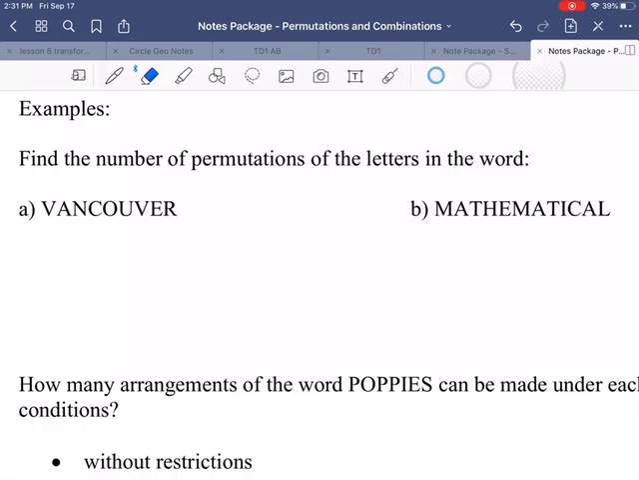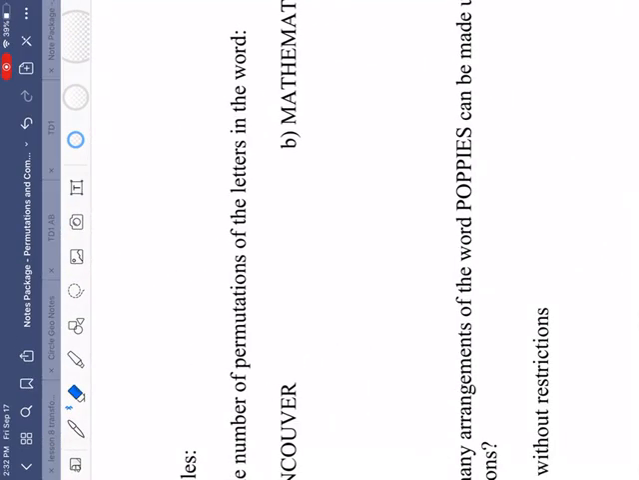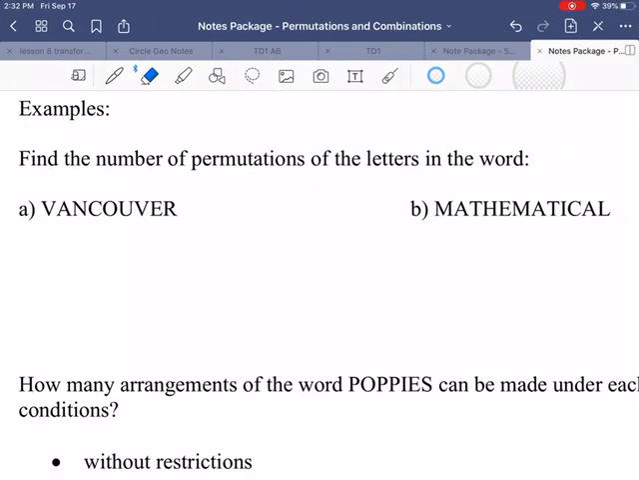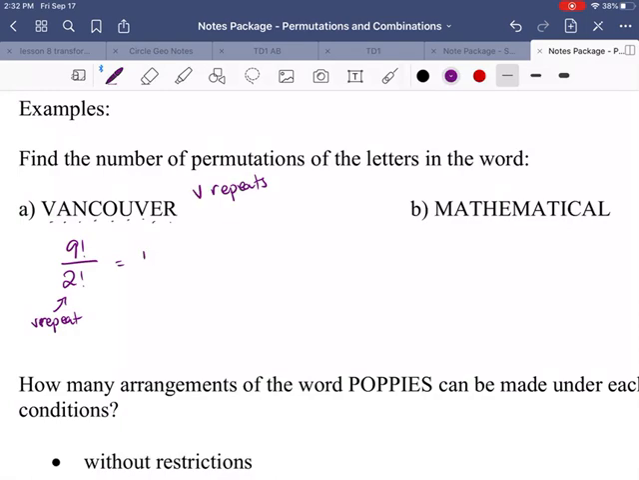So here's Vancouver. Let's do this bad boy. So any letters that repeat? The V repeats. Anything else? There's no other A, there's no other N, C, O, U, E, and R. So there is 1, 2, 3, 4, 5, 6, 7, 8, 9. So 9 factorial ways in total, and we're going to divide that by 2 factorial, which is the V repeat. And we end up with 181,440.